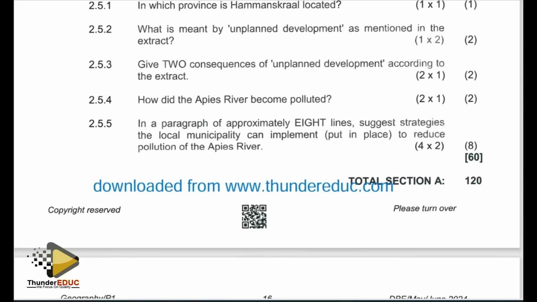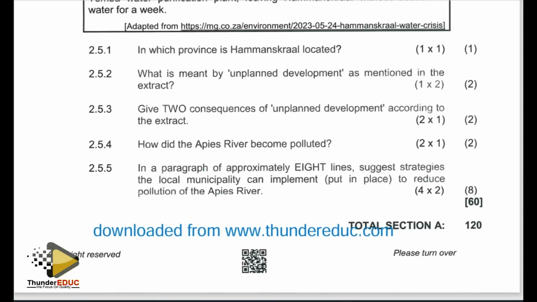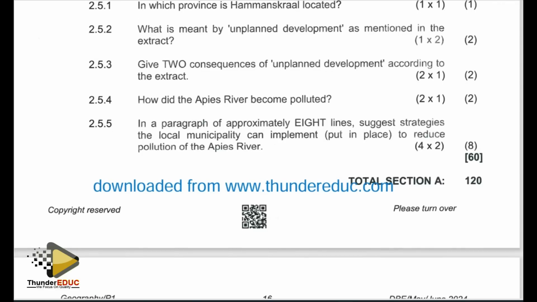Then give two consequences of unplanned development according to the extract. Right, the extract talks about there are frequent leaks in the water supply or in the sewerage systems. That is one consequence. Then the other consequence is disruption in water supply. Those ones are listed in the extract. It's just extraction. So it's frequent leaks and disruptions in water supply.